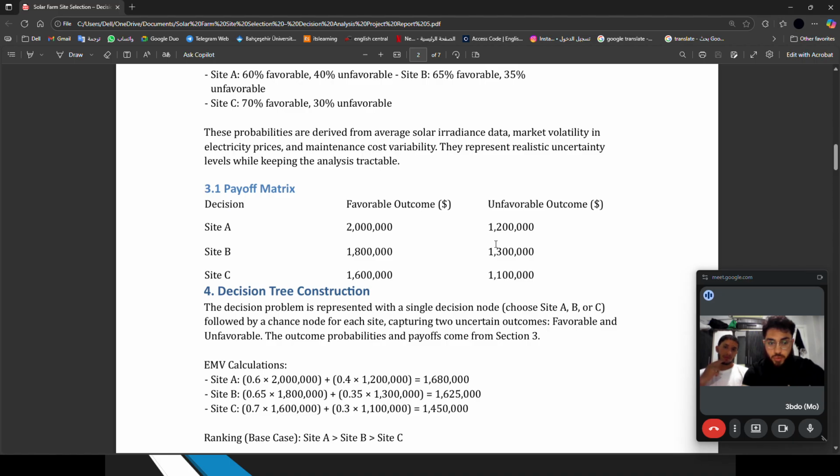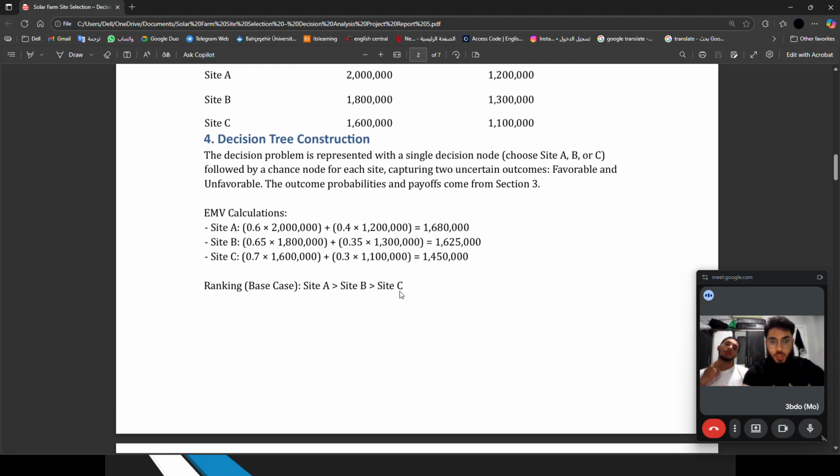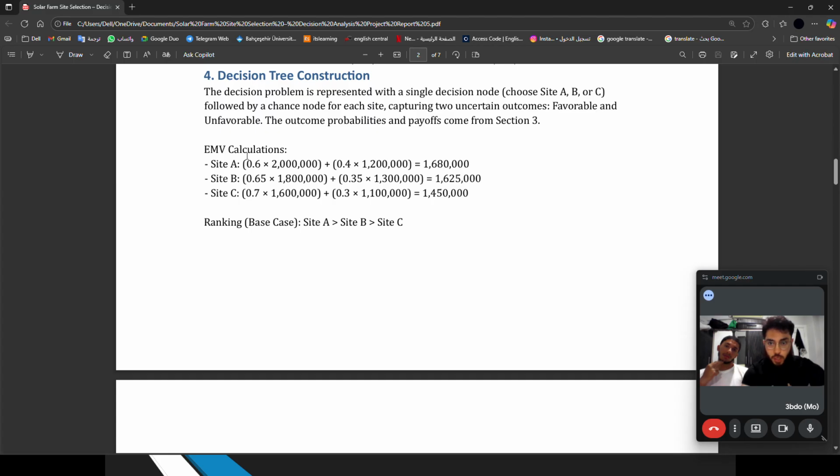As you can see, this is a payoff matrix. And these probabilities are derived from average solar irradiance data, market volatility in electricity prices, and maintenance cost variability. They represent realistic uncertainty levels while keeping the analysis tractable. So the decision problem is represented with a single decision node. This is the decision tree construction that we have made for this specific project with the EMV calculations, as you can see here.